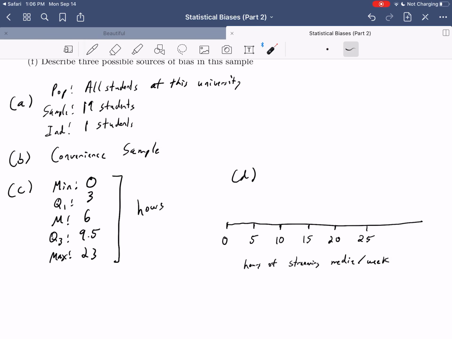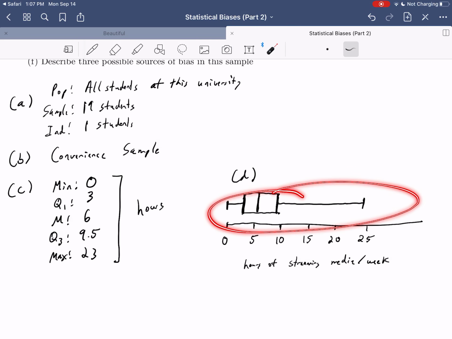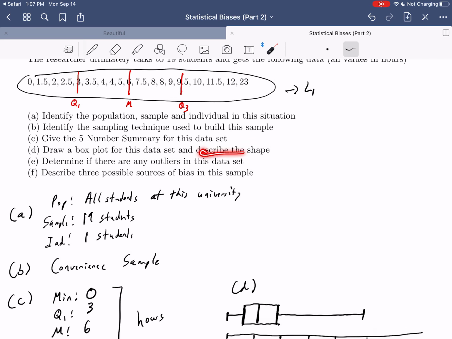Okay. Remember, we'll go ahead and start our box at 3. So we'll put that right here. Then we'll put the median at 6 right there, and Q3 at 9.5 right about there. So there, make those boxes. There we go. So we'll connect that. Then we'll put a tail out to 0, and then a tail down to 23, which is right there. So there we go. There's our box plot.